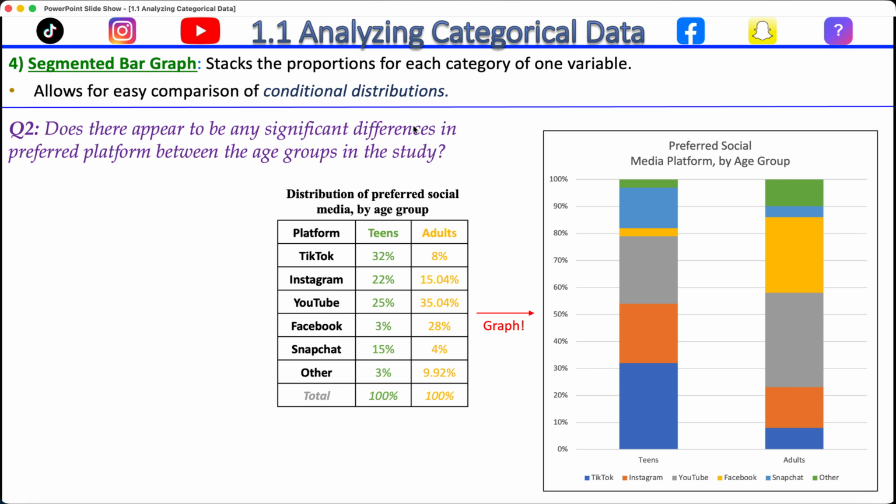Specifically, it lets me compare their conditional distributions. So this was still the same data from the previous page. I'm just graphing it, and especially when they're stacked, maybe it's about as useful as the multi-bar graph, but at any rate, it lets me answer question 2. Does there appear to be any significant differences in preferred platform between age groups in the study? Yes, you betcha. That's pretty clear.